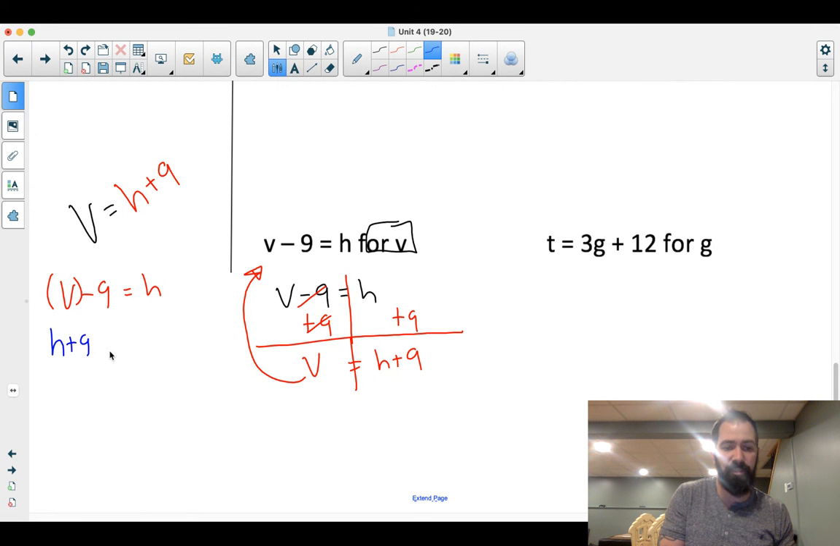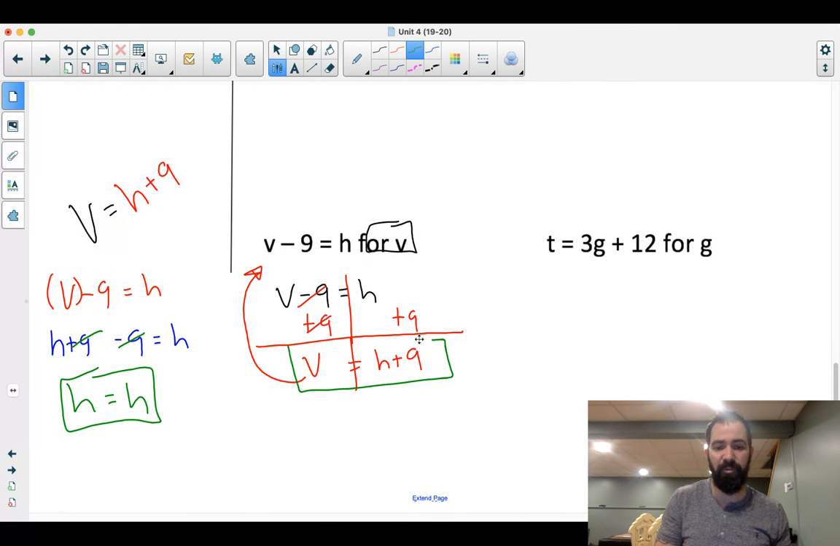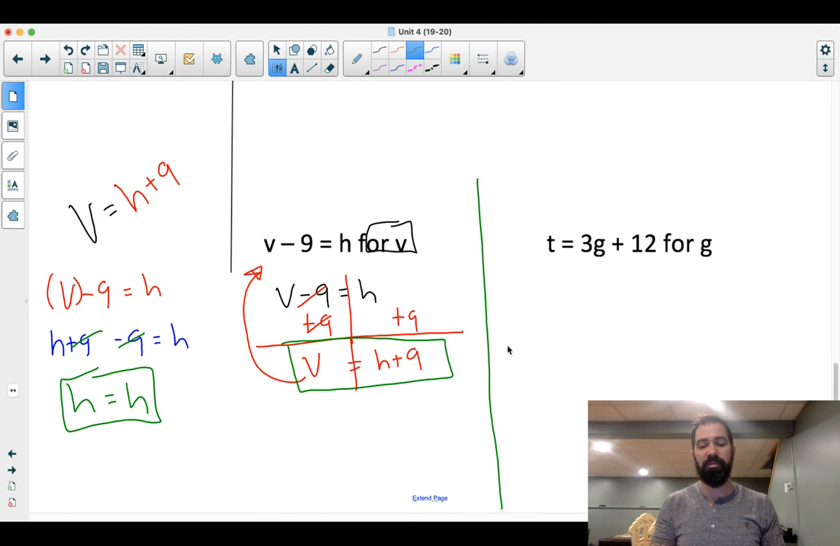h plus 9 is V, and we want to subtract 9 to equal h. Okay, well, I can remove these parentheses. That was just to help indicate that we substituted that in there. Well, 9 minus 9 is 0. I'm left with h equals h. And there you go. It's the same thing. So we know that V equals h plus 9 because we got the same thing on both sides. We can prove it, even with two variables.